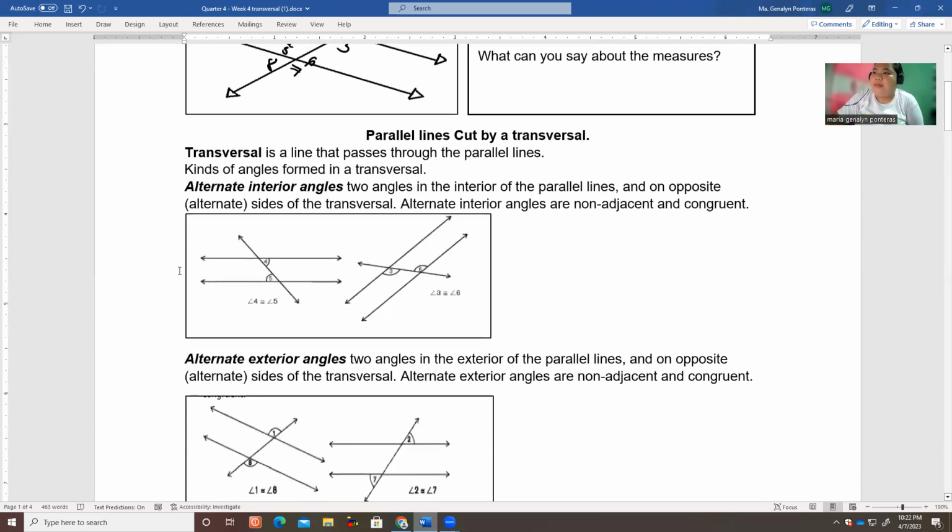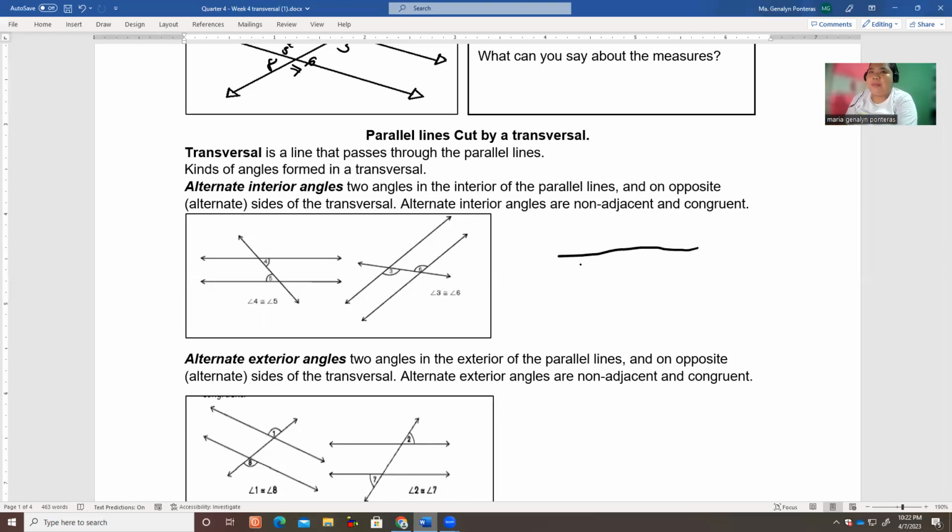So we have kinds of angles formed by a transversal. The first one is alternate interior angles. So when we say alternate interior angles, these are the two angles in the interior of parallel lines, which are on opposite sides. So let me discuss those.